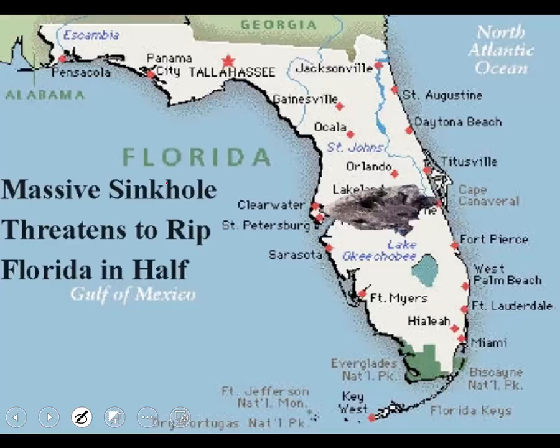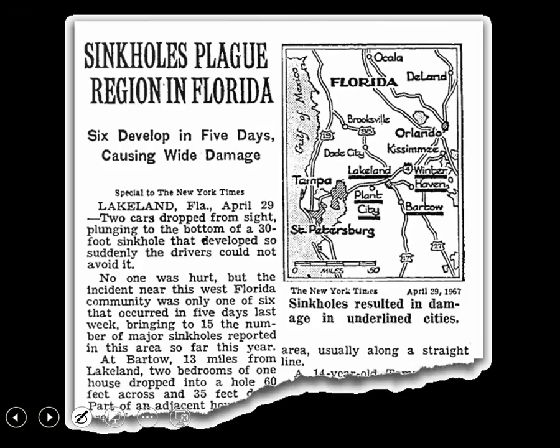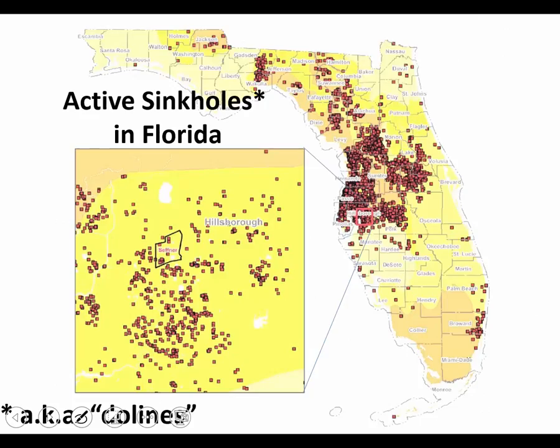And the headlines in Florida are pretty spectacular as they talk about California sinking into the sea. Well, here it's the sinkholes are going to rip Florida in half. We have a sinkhole plague in some areas. And so let's look at where these active sinkholes are. And it does seem that they tend to cluster. Even though the entire state is covered with limestone, clearly the conditions for active sinkholes are more restrictive.